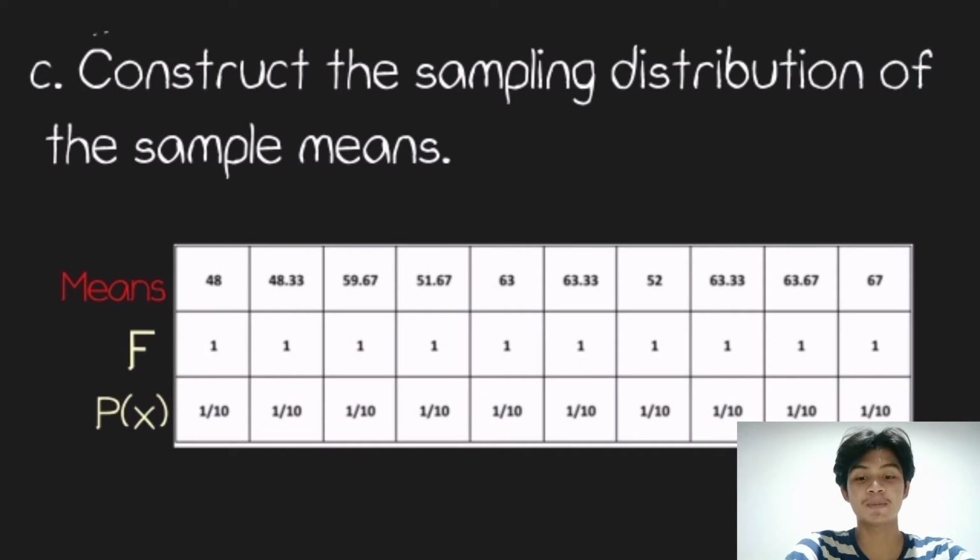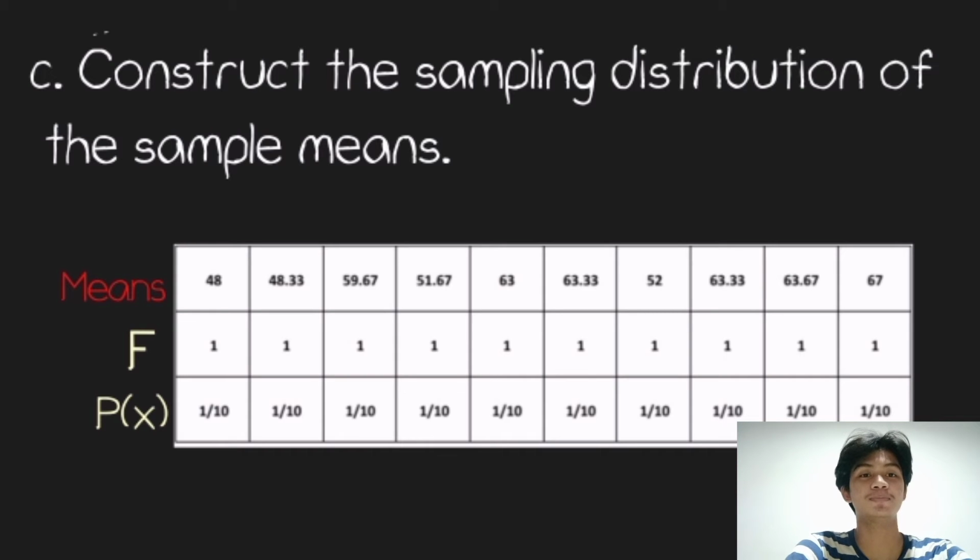So in letter C, construct the sampling distribution of sample means. So the means here are 48, 48.33, 59.67, 51.67, 63, 63.33, 52, 63.33, 63.67, and 67. So the frequency here are all 1, then the P of X is 1 over 10.